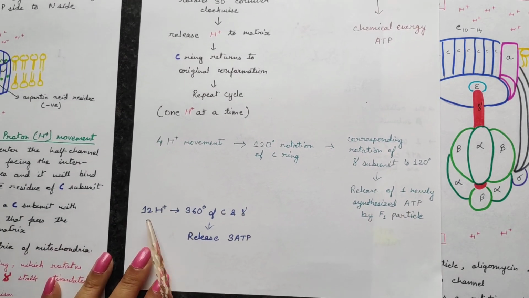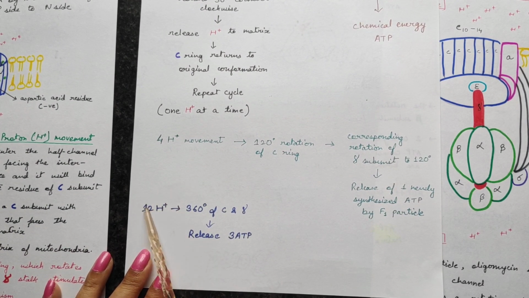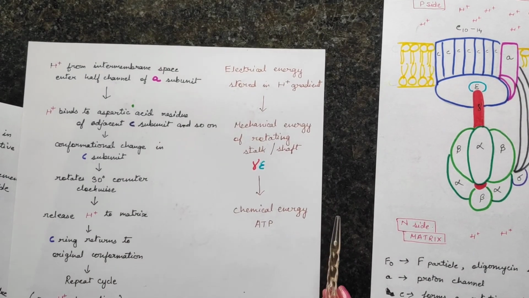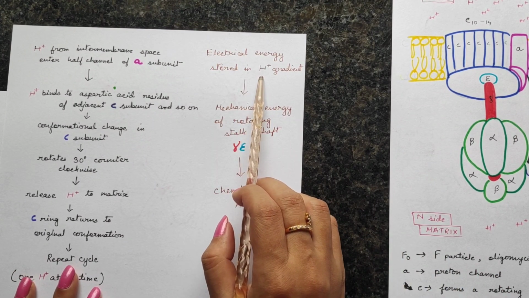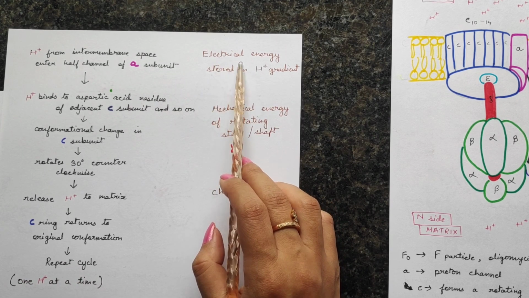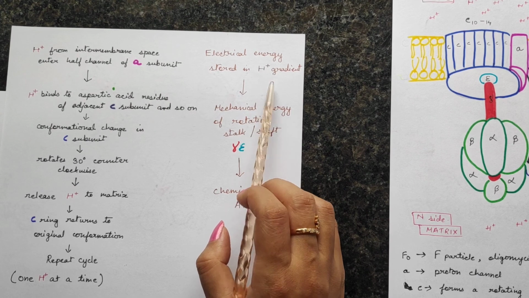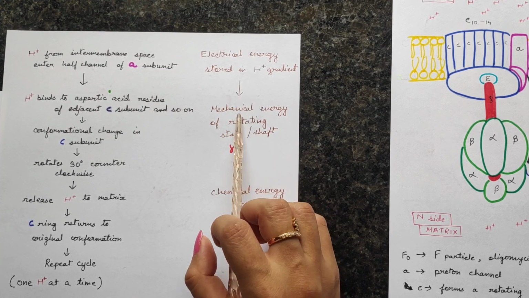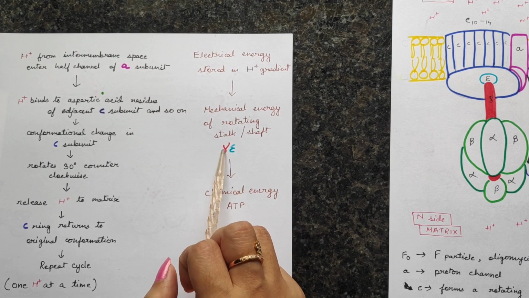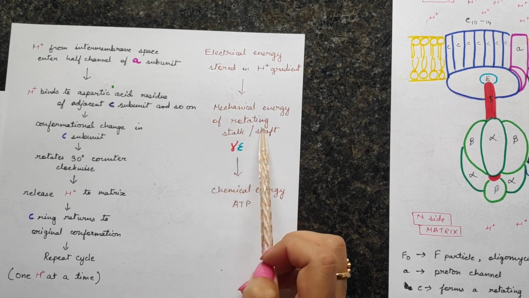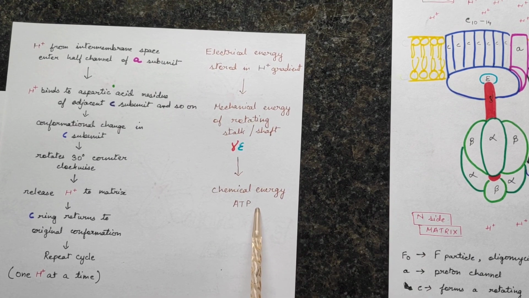Then we can say that 12 hydrogen ions or 12 protons will cause a 360-degree rotation of the C ring and also of the gamma, and then release of 3 ATP will take place. So finally we can say that the electrical energy that is stored in the proton gradient, the electrochemical proton gradient, changes into mechanical energy of rotation. Rotation of what? Rotation of the C subunit and therefore the gamma subunit, which is attached to the epsilon, and this mechanical energy will be changed into chemical energy to form ATP.